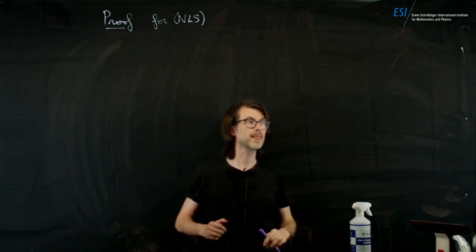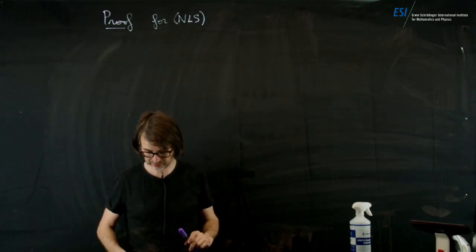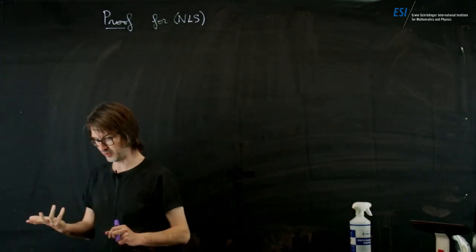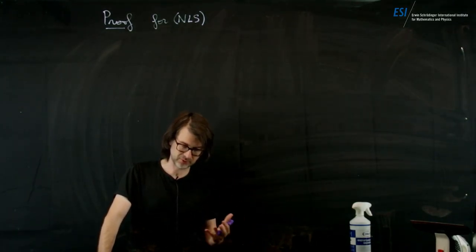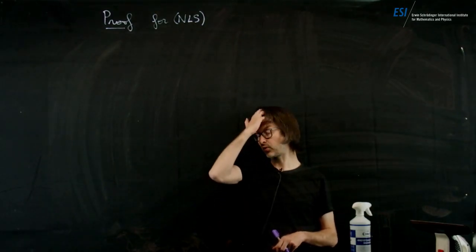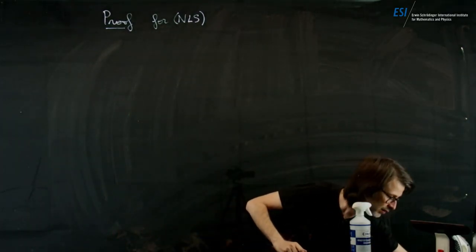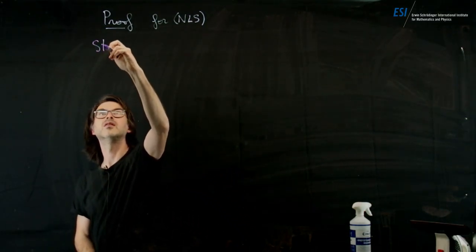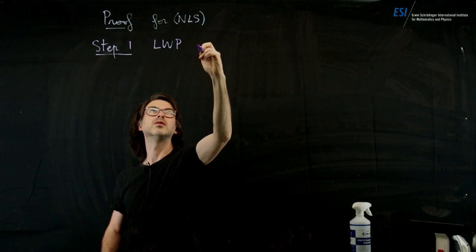So here is the reason why. As far as KdV goes, there is a so-called loss of derivative. The nonlinearity involves one derivative. It implies some technical considerations, which are not needed for NLS. So for NLS, the first step is local well-posedness in H1.